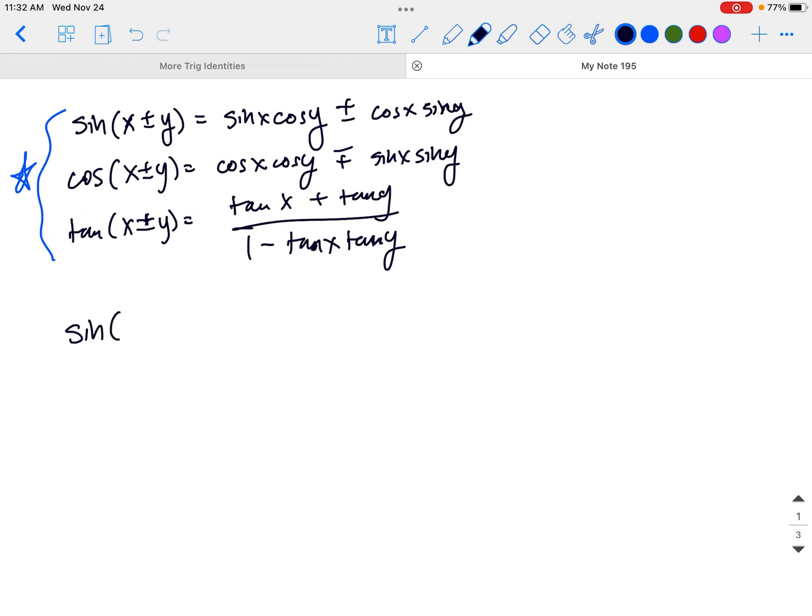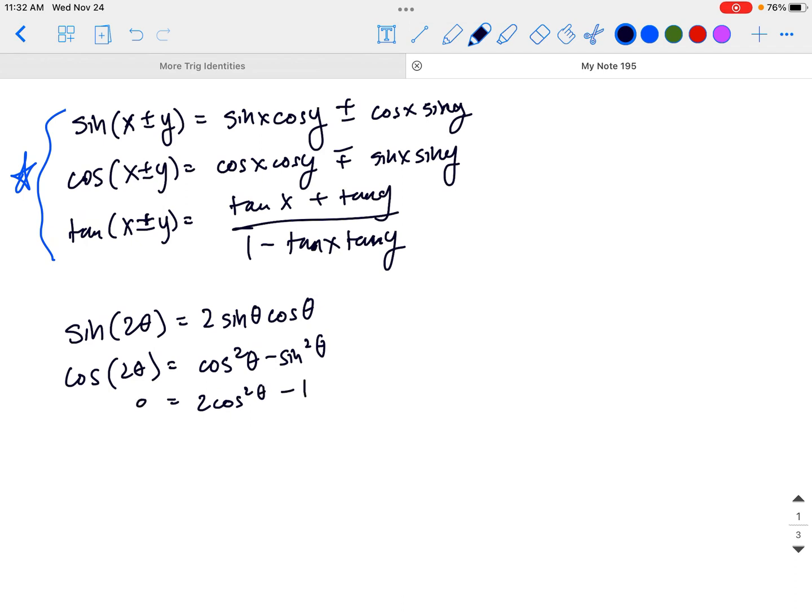And then from there we can use these to get our double angle identities. So sine 2 theta equals 2 sine theta cosine theta. Cosine 2 theta equals cosine squared theta minus sine squared theta, or 2 cosine squared theta minus 1, or 1 minus 2 sine squared theta. So you can see that the cosine is a bit more versatile because there's 3 components to it.